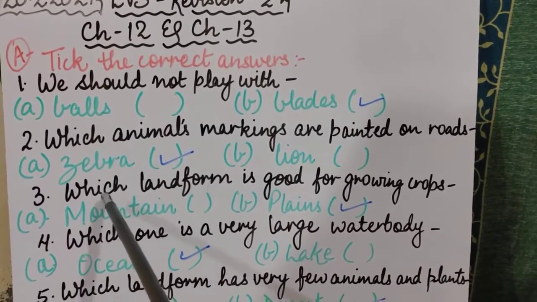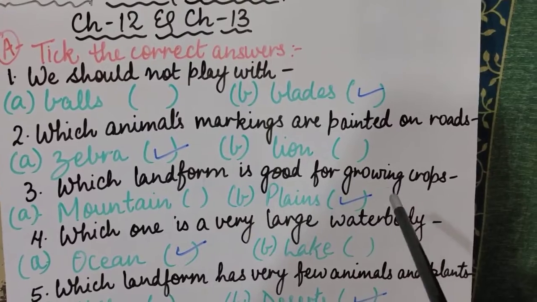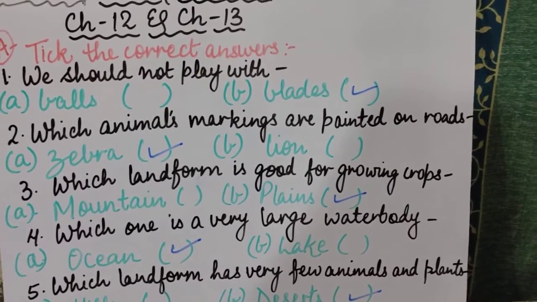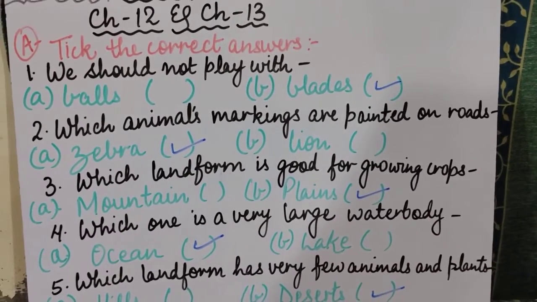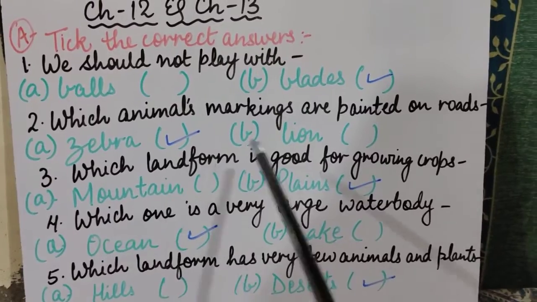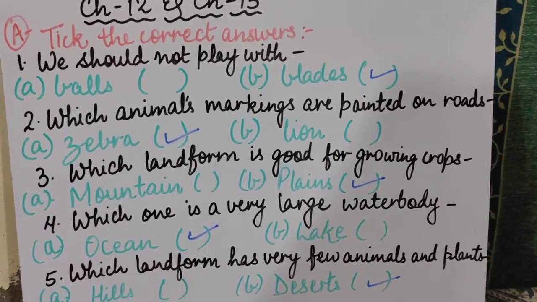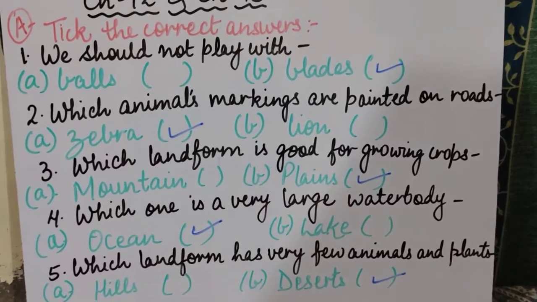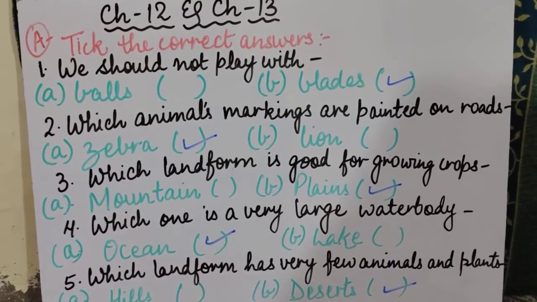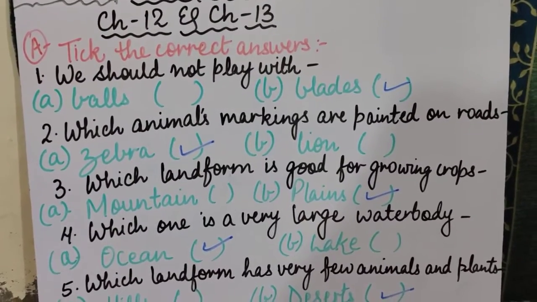Now coming to the third question, which landform is good for growing crops? कौन सा landform crops को grow करने के लिए सबसे best है? Is it mountains or is it plains? So the correct answer is plains, because on mountains or hills we cannot grow crops, as they are made up of very hard rocks.